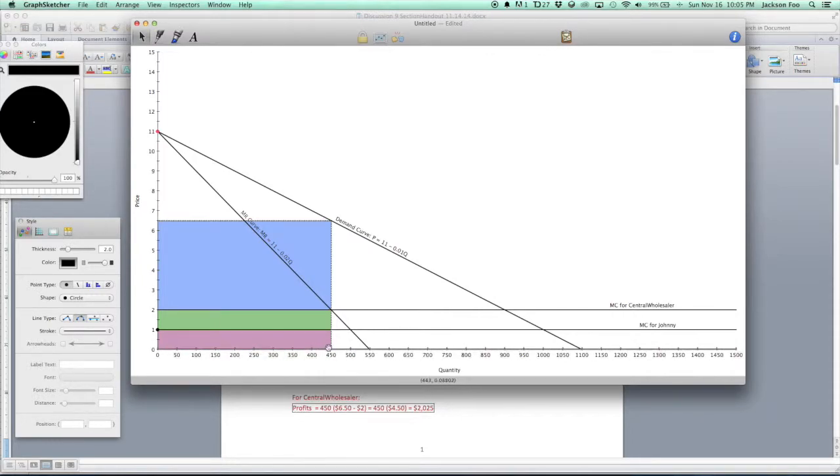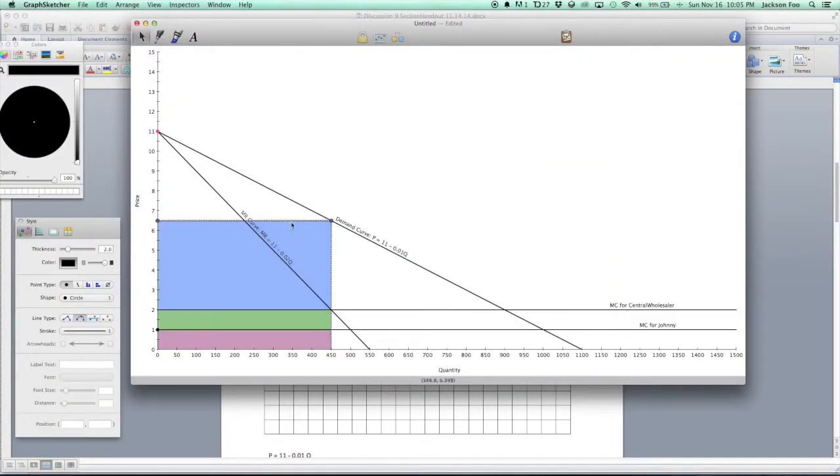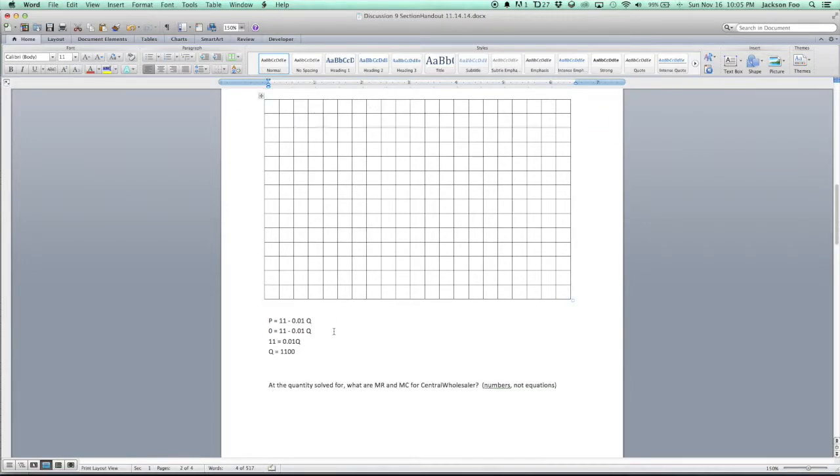Because you're only selling 450 lobsters at $2 a piece with a $1 marginal cost. So this green area becomes the profits for Johnny. So this settles the whole of the graphical question, and if you label these accordingly, you should be good to go. Let me delete this.